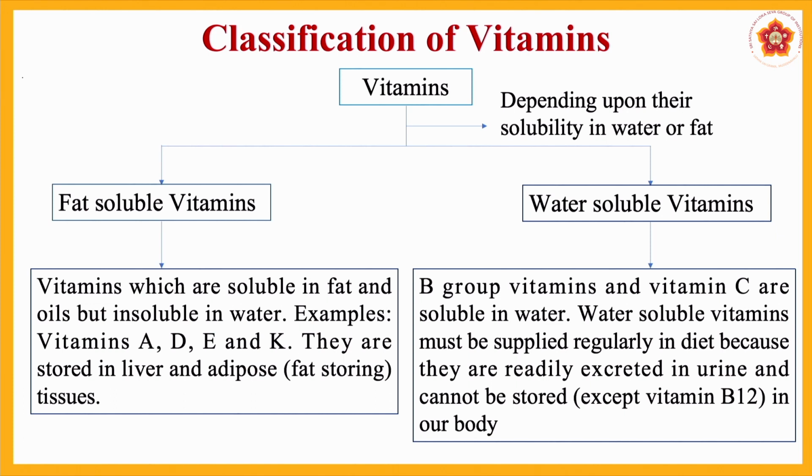They are soluble in water, and water soluble vitamins must be supplied regularly in the diet because they are readily excreted in urine and cannot be stored in our body, except vitamin B12. All other B group vitamins and vitamin C are water soluble vitamins. So, we have to take them by diet only, they will not be stored in the body.